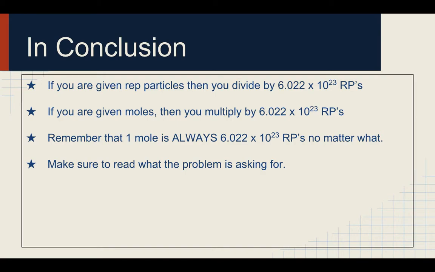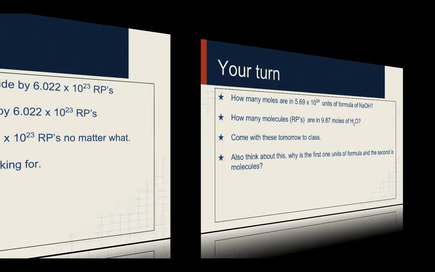So in conclusion, if you are given representative particles, then you divide by 6.022 times 10 to the 23rd. And if you are given moles, then you multiply by 6.022 times 10 to the 23rd. And no matter what, 1 mole will always be 6.022 times 10 to the 23rd.